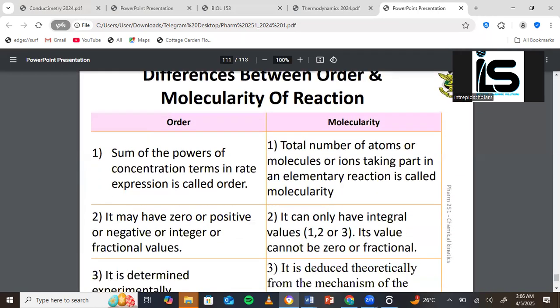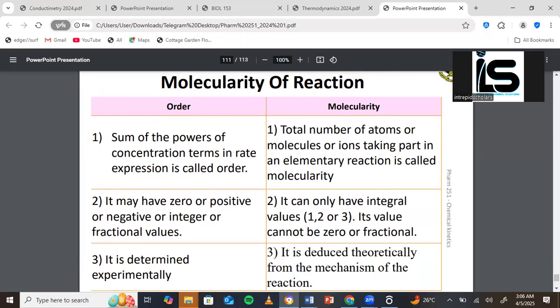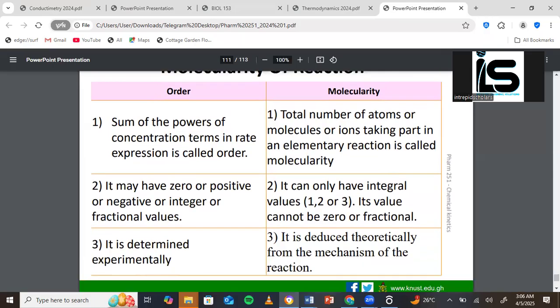Now, we have to, at this point, strike the difference between order of reaction and molecularity, right? Now, we are saying the order is the sum of the powers of the concentration terms in the rate expression, right? So the sum of the exponents of the concentration in the rate law, or in the rate expression, is what we call order. But when we talk about molecularity, I'm talking about the number of atoms, molecules, or ions taking part in the elementary reaction or elementary process.